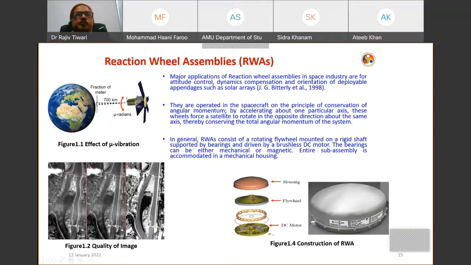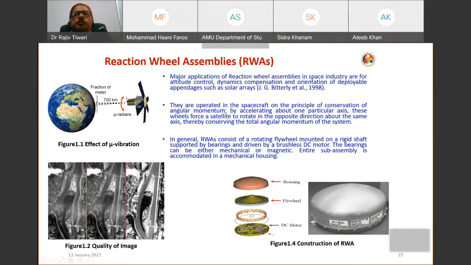Because of this, vibrations take place, and then the picture quality of course will deteriorate. So we can see that if vibration is less, then we can have better picture quality as compared to when vibrations are there, because at a distance of around 700 kilometers, even a thousandth of a degree change in the orientation may give a different quality of the picture.